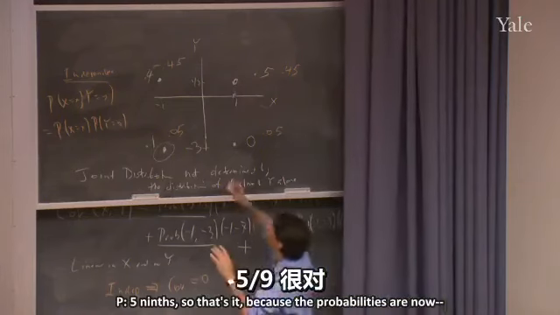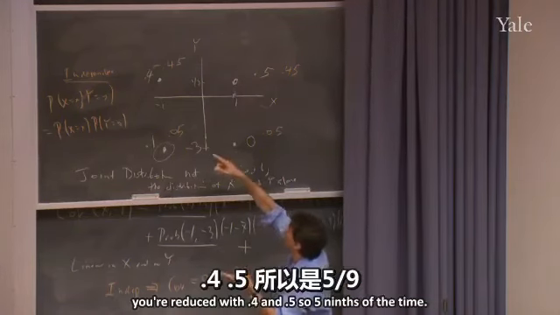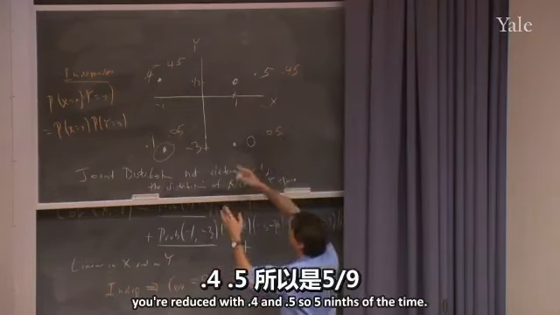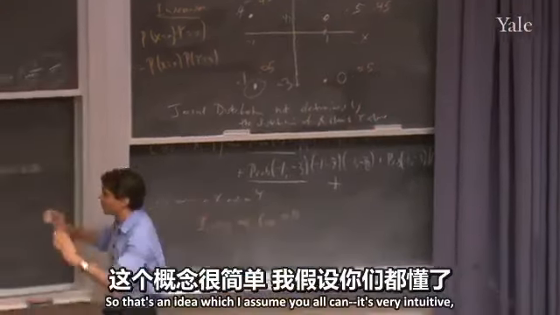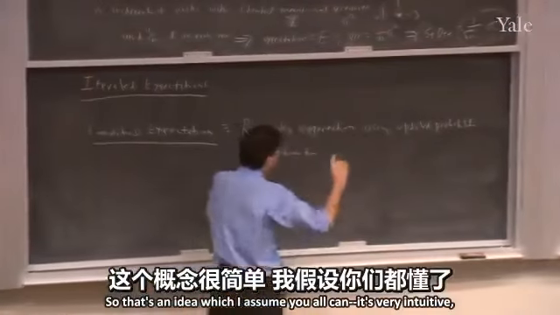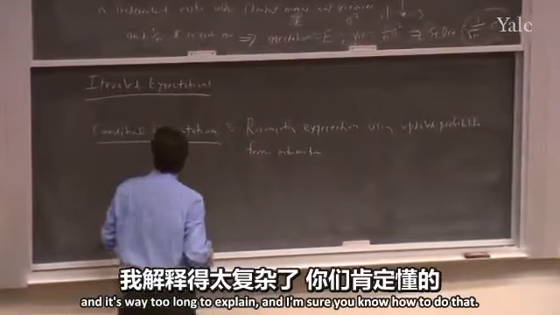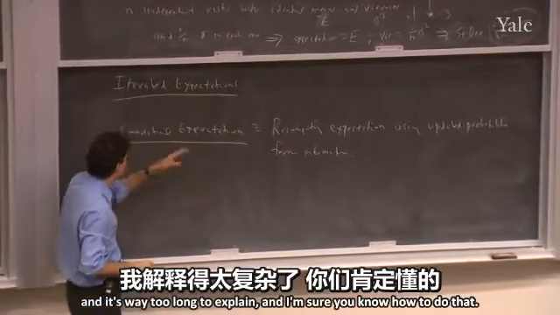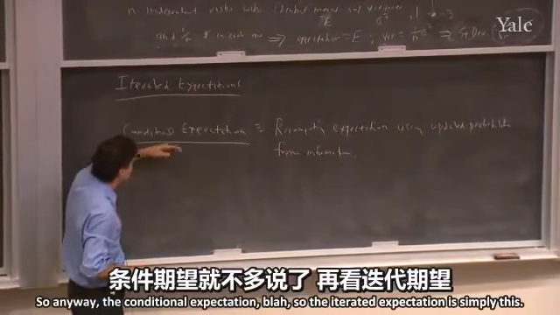5/9. Because the probabilities are now reduced to 0.4 and 0.5, so 5/9 of the time. That's an idea which I assume you all know; it's very intuitive and it's way too long to explain, and I'm sure you know how to do that. So anyway, the conditional expectation, blah.